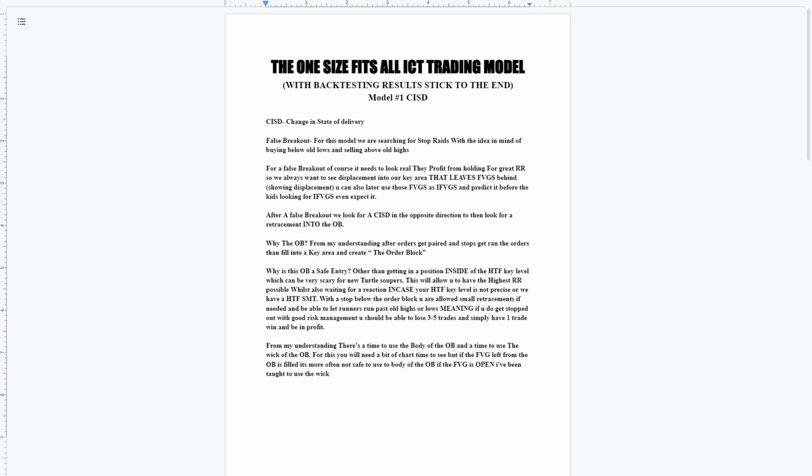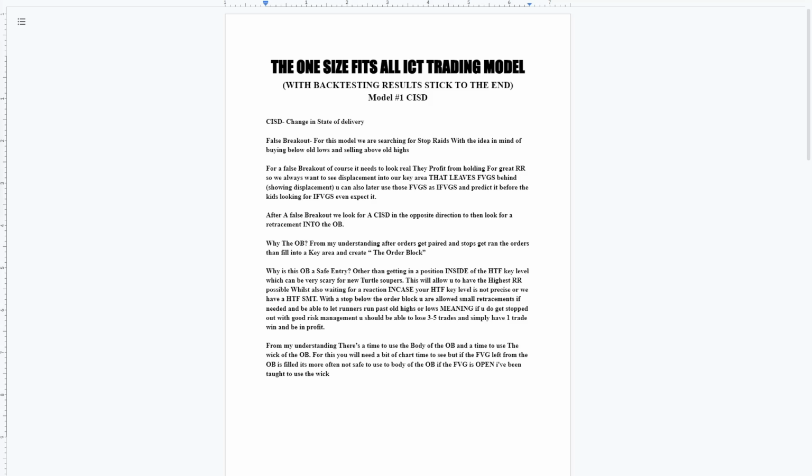So why the order block, you ask? From my understanding, after all the orders get paired and stops get run, the orders get filled into that key area and create the order block, right? Not just any order block, it's the key order block. You have all those orders that have been paired, right, from getting their stops run. So then they go into the buy orders to then form the reversal. So orders are not going to get past that order block, right?